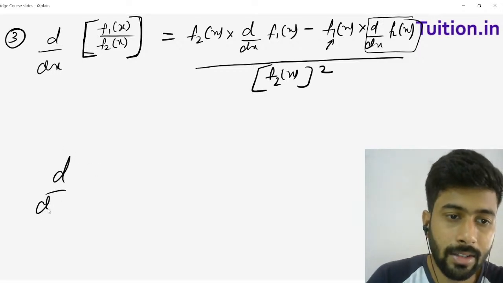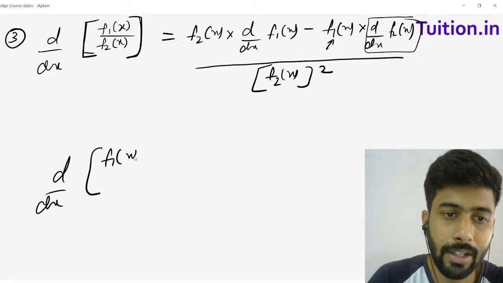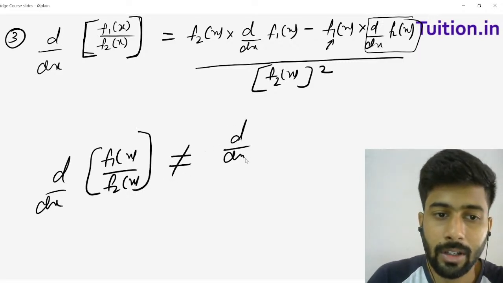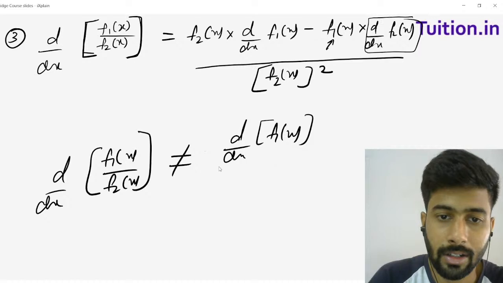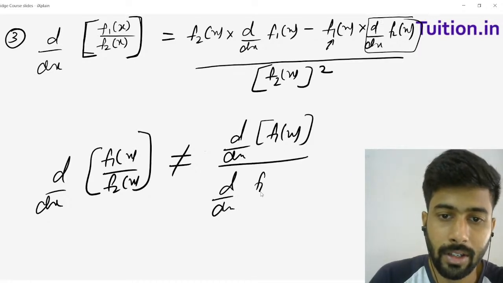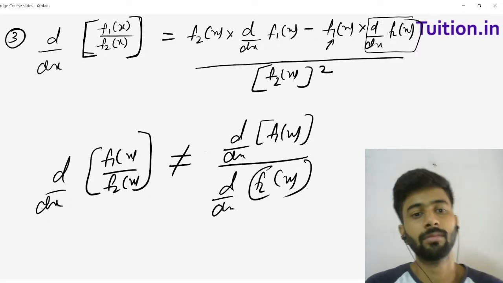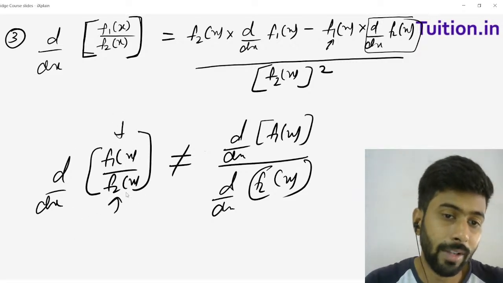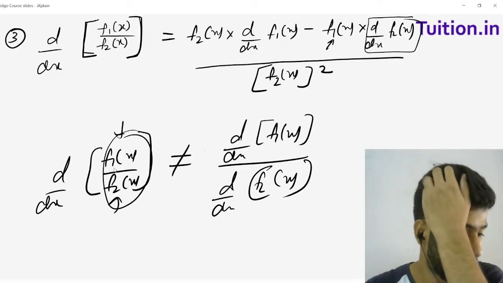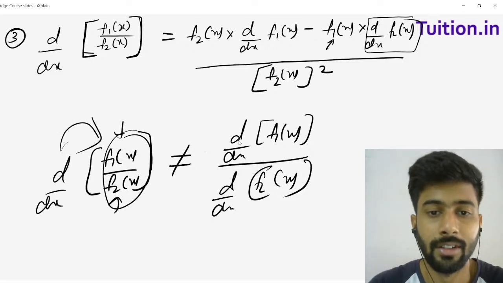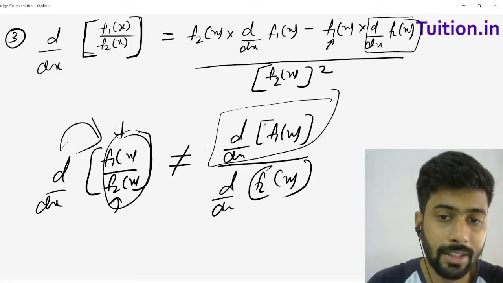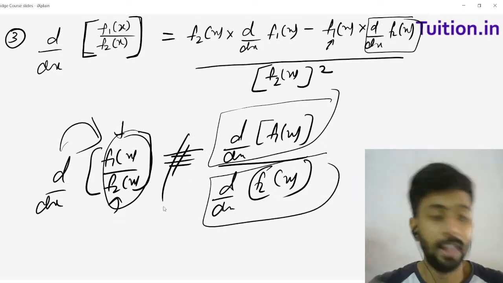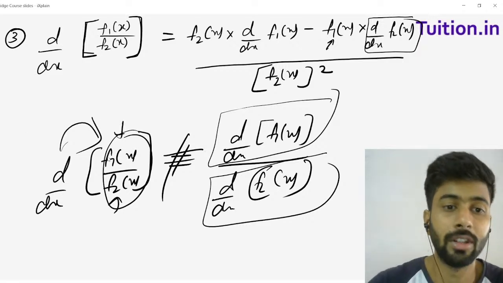D by dx of f1(x) by f2(x): don't think that this is equal to d by dx of f1(x) divided by d by dx of f2(x). No, these two are not the same. Here you are taking f1(x), f2(x), taking the ratio and making a new function, and you are differentiating that function. And here you are differentiating f1(x), differentiating f2(x) and taking the ratio. These two are different from each other. They are not the same. Okay, don't get confused in the notation.